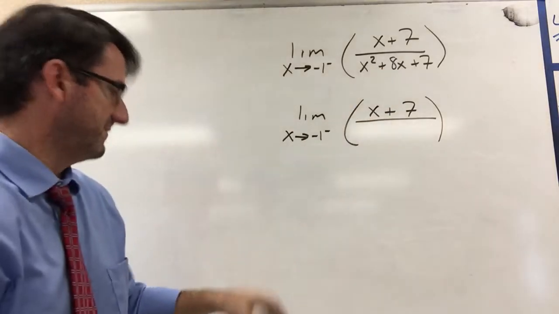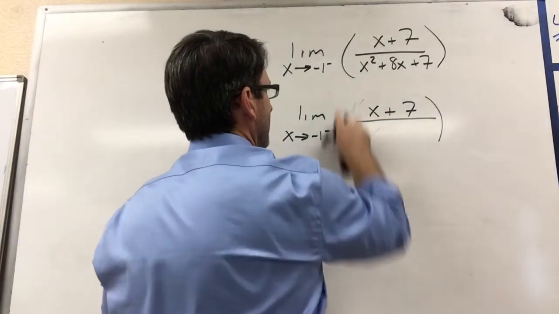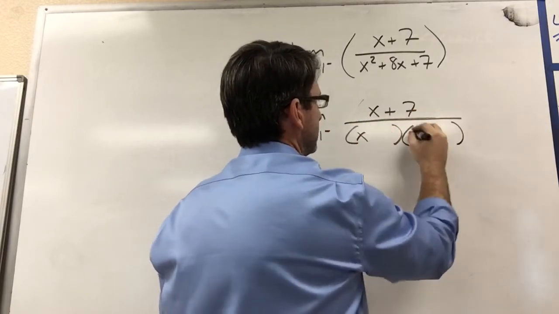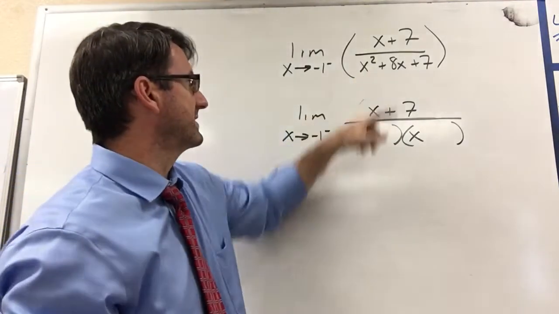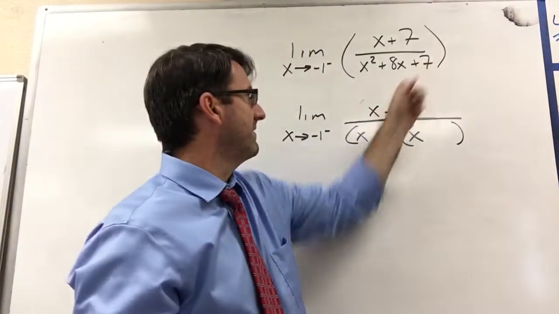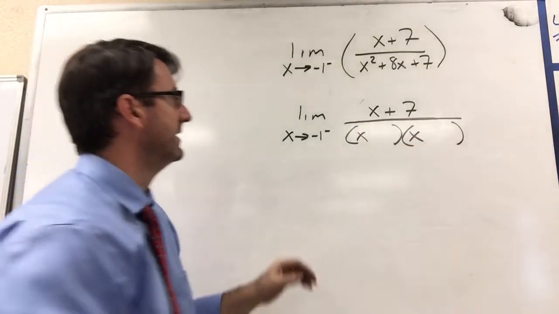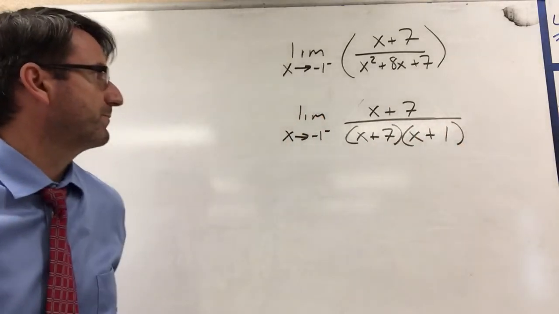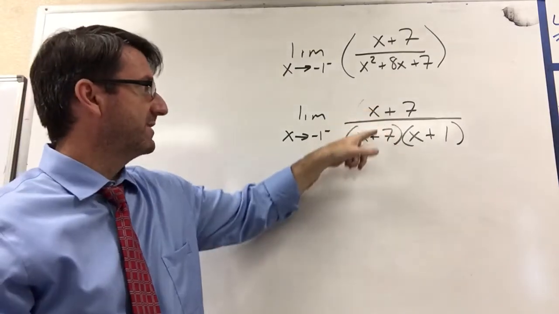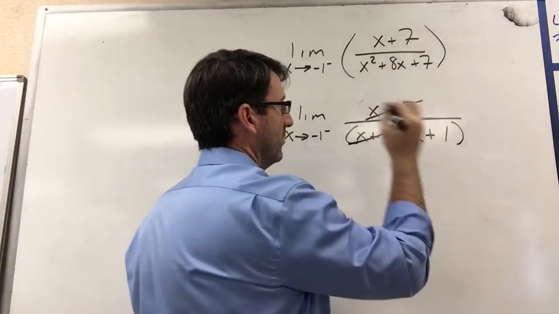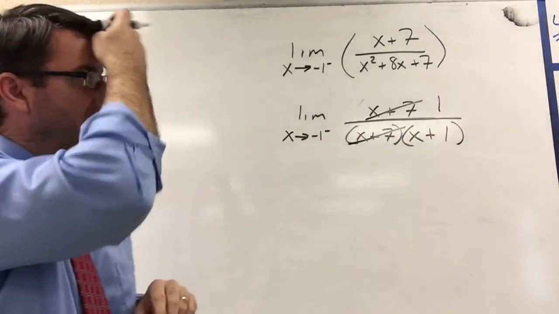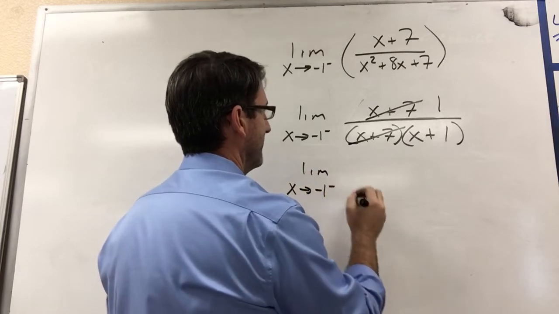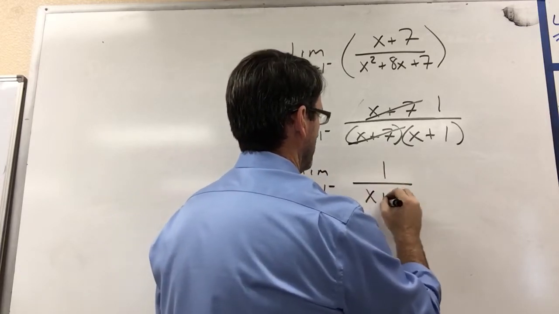To get x squared, we're going to get x and x. To get 7, we need 7 and 1, and they're both going to be positive. So (x + 7)(x + 1). Now notice that we've got an x + 7 on the top and the bottom, so these are going to divide to 1. So it's going to be 1 over x + 1. So the limit as x approaches -1 from the left of 1 over x + 1.